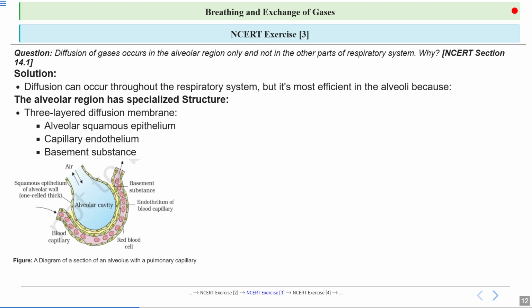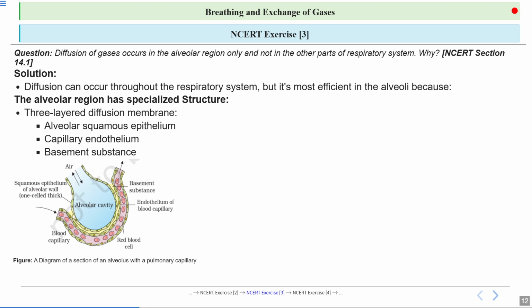In these two regions, between the squamous epithelium and capillary endothelium, basement substance is present, right? Here you can see the alveolar region. The wall of the alveoli is made up of the squamous epithelium of the alveolar wall, and it is just one cell thick. It is not very thick, it is single layered, right? And you can see the blood capillaries running over it. This is the alveoli, and blood capillaries are present all over this alveoli region, very close to it.